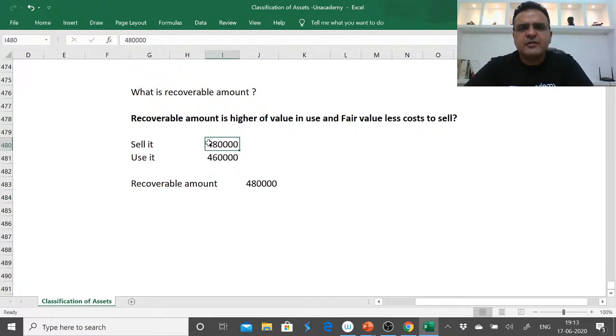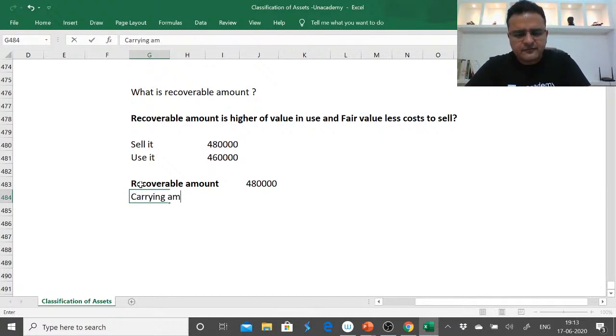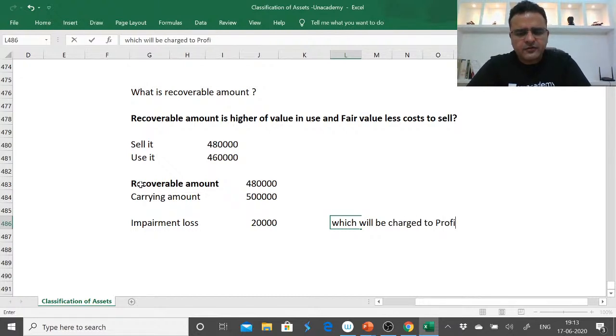We may sell it for 4,80,000, may buy a new machine which is going to give us more economic benefits in the time to come. So we will not be emotional, will not get attached to that asset and not sell it. We will sell it because that gives us more recoverable amount in comparison to the carrying amount. So if recoverable amount is 4,80,000, if carrying amount is 5 lakh, the asset has impaired. There is an impairment loss of 20,000 which will be charged to profit or loss account.